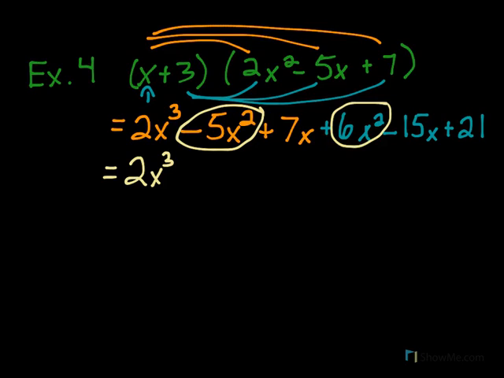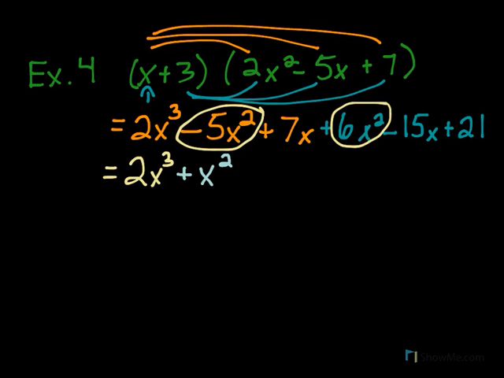So I'm going to combine those two. Negative 5 plus 6, different signs, subtract. So that is going to be 1x squared. Remember, when you combine like terms, you subtract the coefficients or add them, but the exponents stay the same because you're just combining like terms.